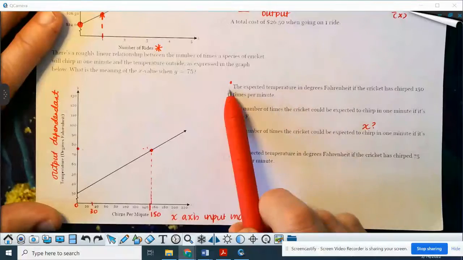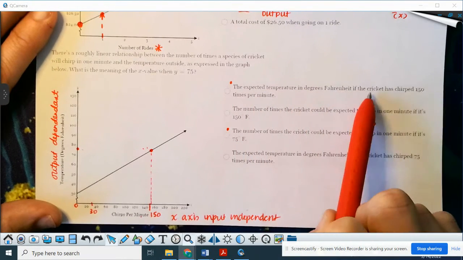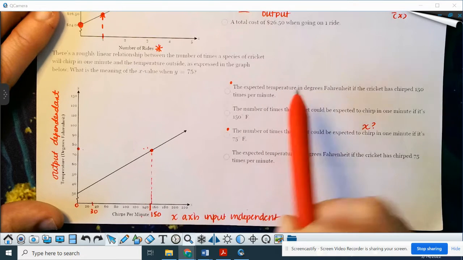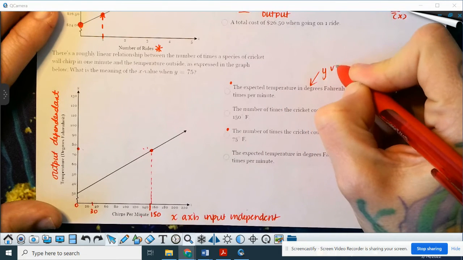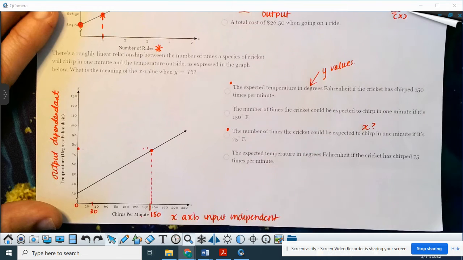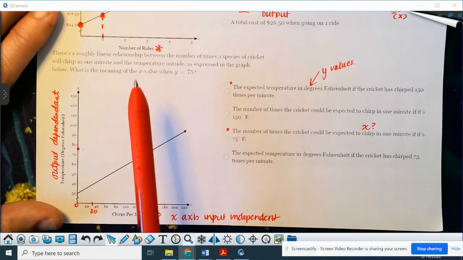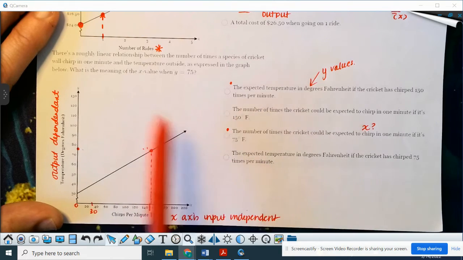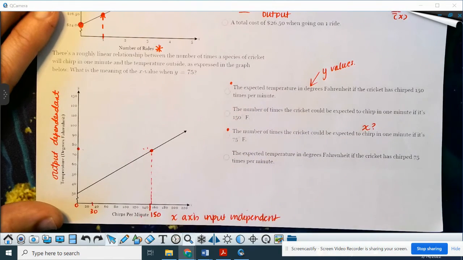Whereas before, the expected temperature in degrees, if the cricket chirped 150 times per minute, the degrees is our Y value. That's why this one's not right. Because our question, and this is where I've said many times, and I do it, everyone does it, as you're reading, make sure you read your answer choices, read your question, read your answer choices, read your question again, and then make sure, because otherwise you would have probably jumped.